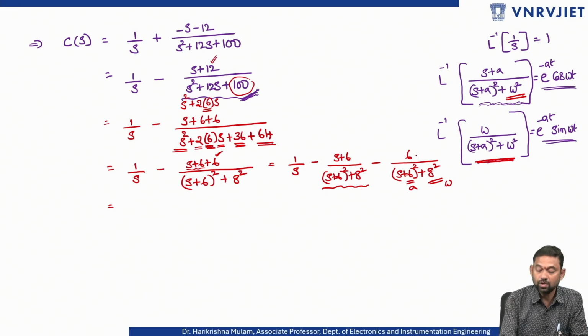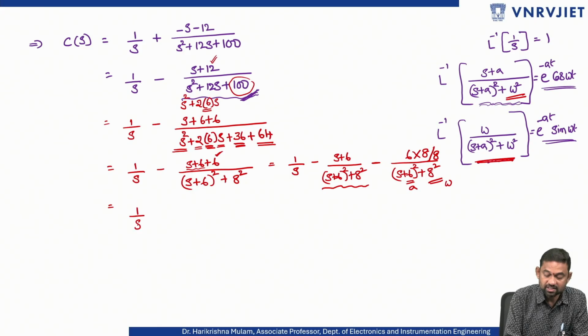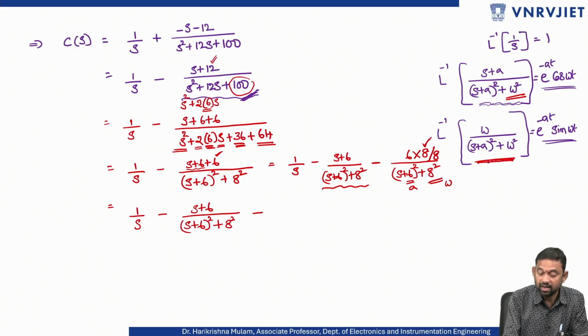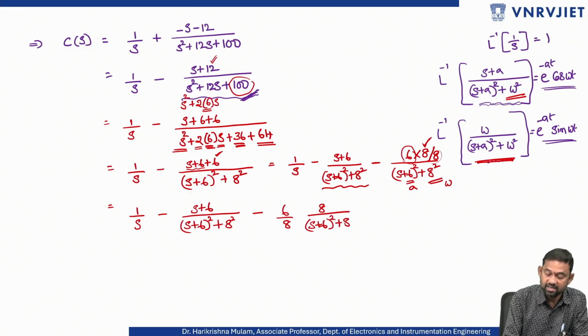Therefore, again you need to adjust. Let us multiply it by 8. As we cannot do like that, divide it by 8. Therefore, C of s is equal to 1 by s minus (s plus 6) by ((s plus 6) whole square plus 8 square) minus, okay, this is omega. Therefore, I would like to take this 6 by 8 out. So, minus 6 by 8 into 8 by ((s plus 6) whole square plus 8 square).